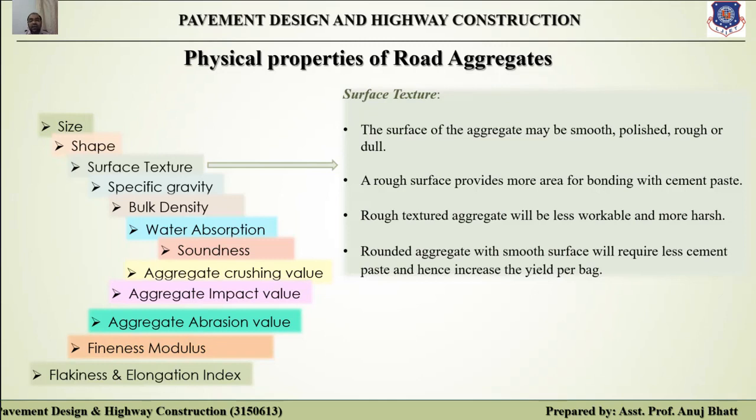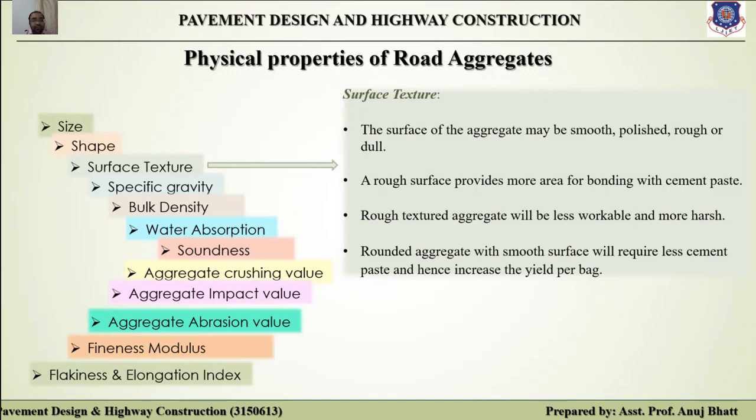Keeping all these things in mind, we can say that overall rough textured aggregate is to be preferred over smooth textured aggregate, particularly for road construction. As we are talking here about road construction, we can say this, but according to the need, smooth textured aggregate can be used for unimportant works. So generally, rough textured aggregates are more preferable in road or pavement construction.